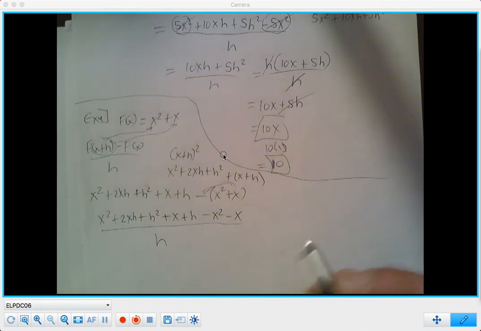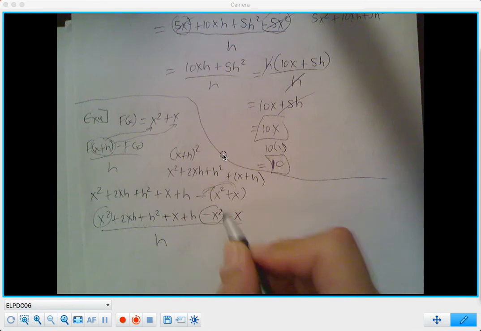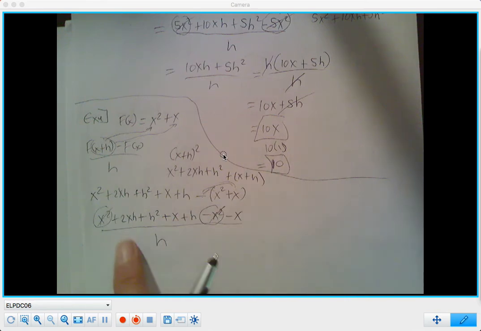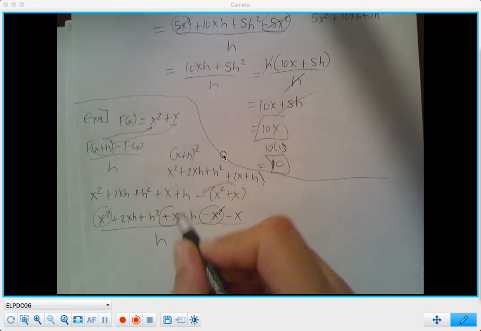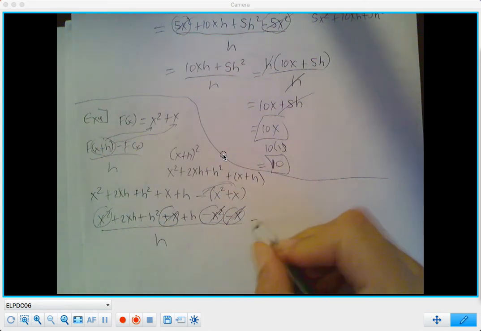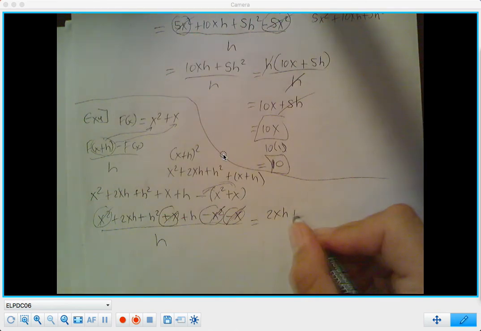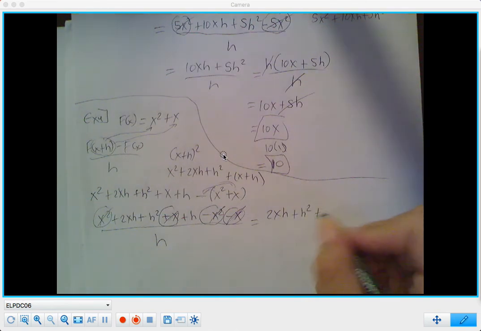Okay? It seems like it's a lot, but it's just algebra, just pure algebra. This is x squared, negative x squared, they cancel out. I have 2xh, h squared. Look, I have a plus x, a minus x, they cancel out. h, that's it. So now I have 2xh plus h squared plus h all over h.